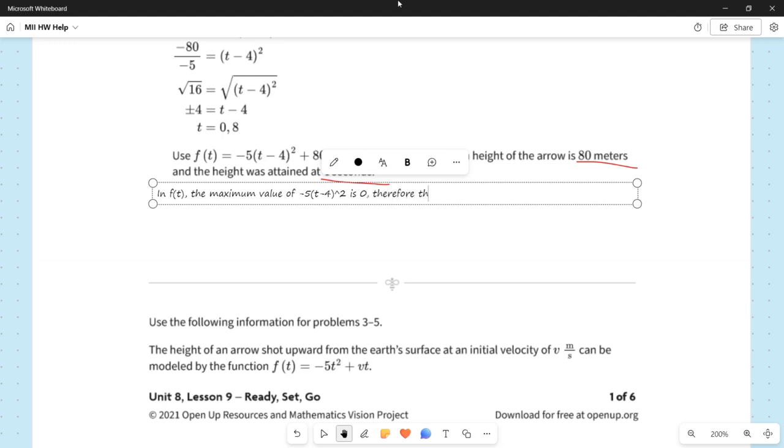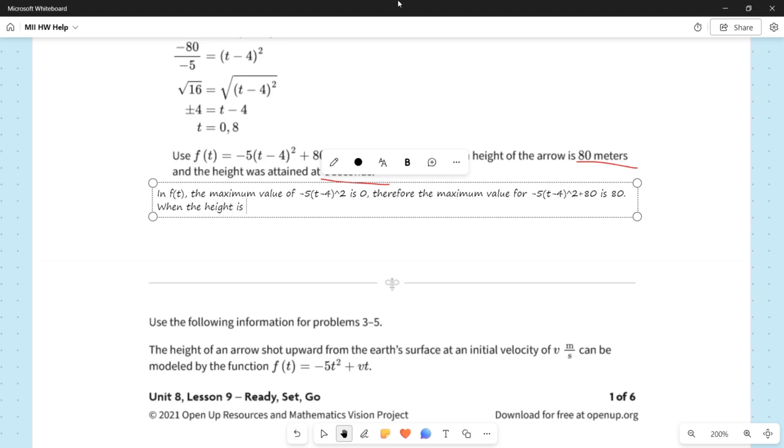Therefore, the maximum value for the whole thing, which is -5(t - 4)² + 80, is 80. So if the maximum value for the first part is 0, then when you tack 80 onto it, the maximum value is going to be 80. That tells us that the maximum height is 80, no matter what the time is.